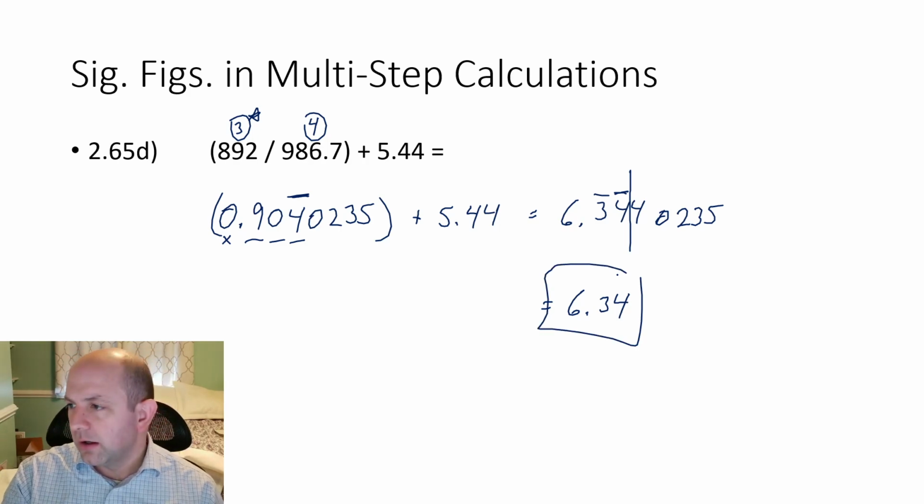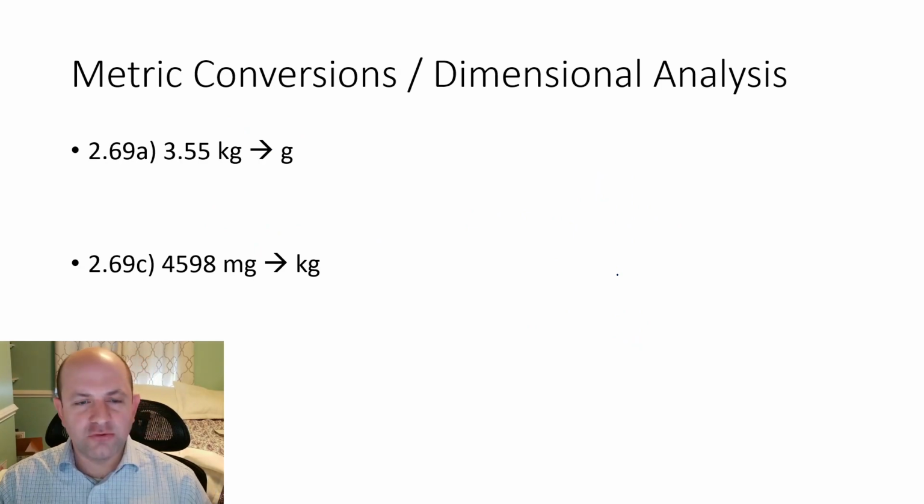All right. Let's see. Next up are metric conversions as an example of dimensional analysis. We're going to do a bunch of dimensional analysis in this class, especially when we get to chapter 6 and 8. There's a whole section there. Also a little bit in chapter 11. But it keeps coming back. But it starts here in chapter 2 with the metric system. And so we have 2 conversions we want to do here, both from problem 69, A and C. We want to go from kilograms to grams for the first one, and then milligrams to kilograms.